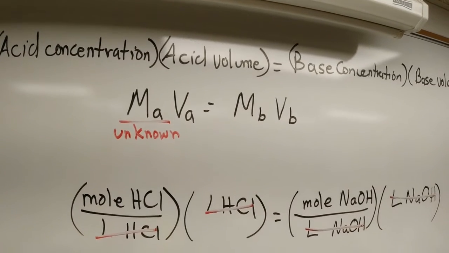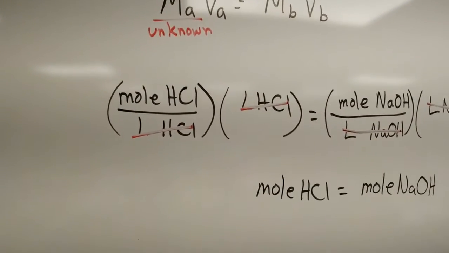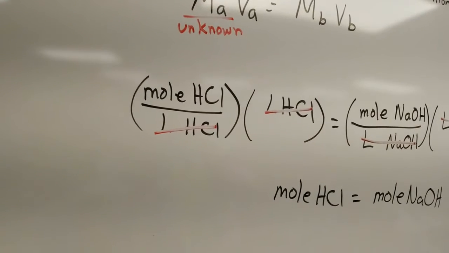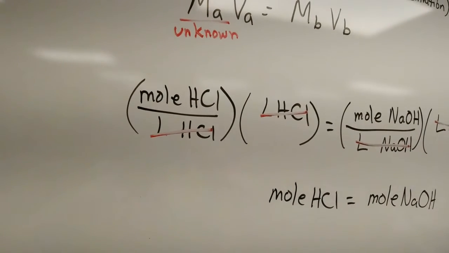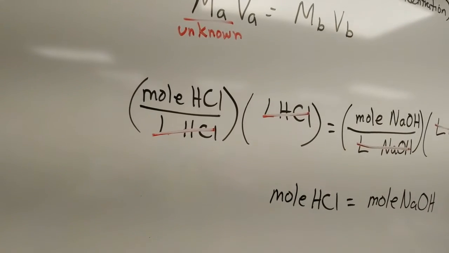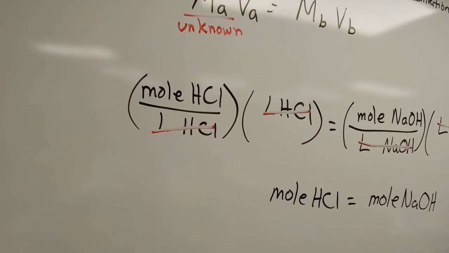Now, why does this formula work? If we look at molarity, molarity is moles of HCl per liters of HCl. And if we multiply that times the volume in liters of HCl, we can cancel out the liters of HCl, and it leaves us moles of HCl.